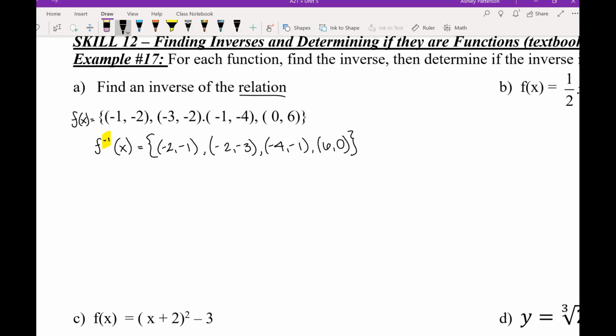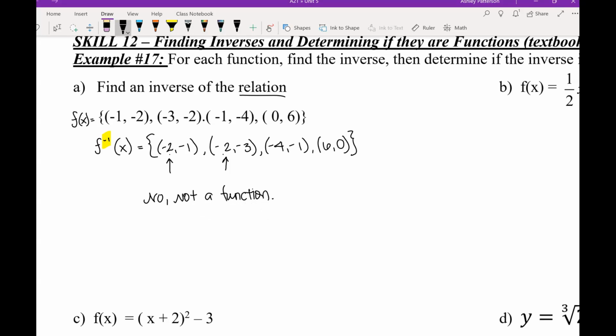That is the inverse. Now, is it a function? Well, we've got -2, -2. It's not a function because the x values repeat. So we're going to put no. Not a function.